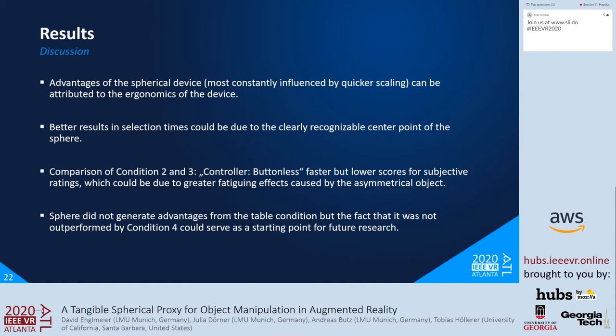A comparison between the controller conditions 2 and 3 revealed that controller buttonless was faster but had lower scores for subjective ratings. A possible cause for this could be the greater fatiguing effects that users also reported and that may be caused by the rotation of an asymmetrical object. As said, the sphere did not generate advantages from the table condition, but the fact that it was not outperformed by condition 4 could serve as a good starting point for future research in conjunction with a rigid surface.